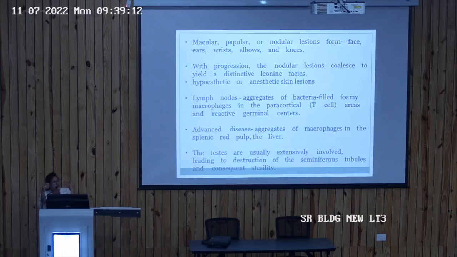In lymph nodes also we can see aggregates of bacteria-filled foamy macrophages in the paracortical areas and the germinal centers. And as the disease advances, these aggregates of macrophages are seen in the splenic red pulp and liver. In advanced cases, the testes can be extensively involved, which leads to destruction of seminiferous tubules and consequent sterility.